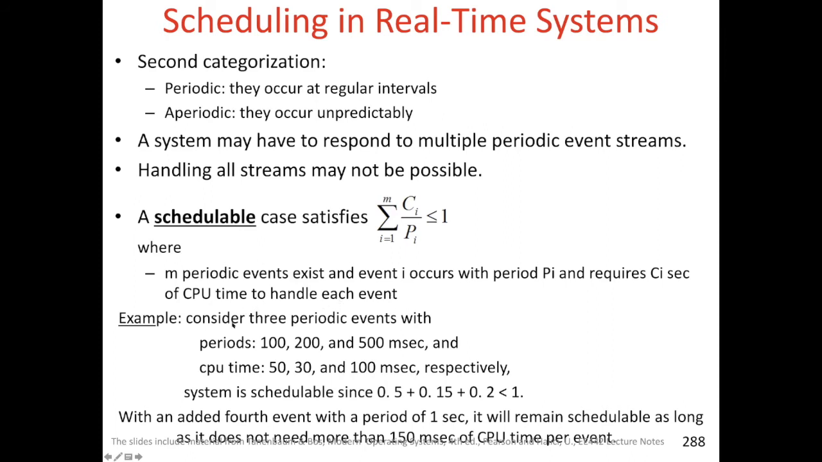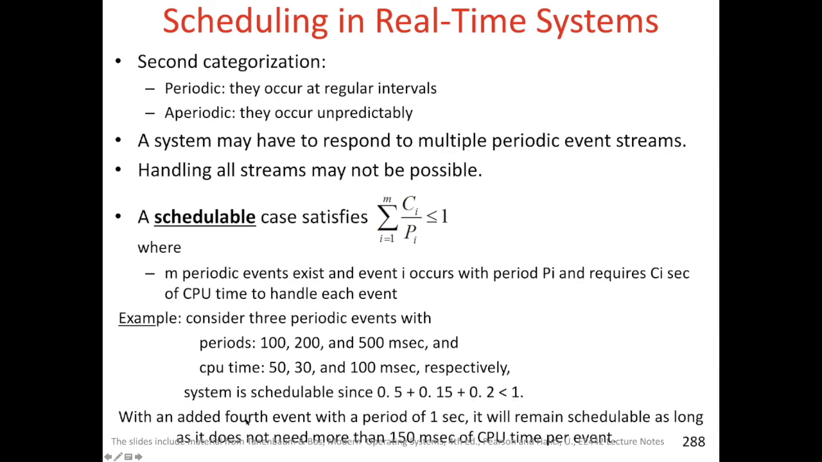For example, consider 3 periodic events with periods 100, 200 and 500 milliseconds. So the first one appears 10 times in 1 second, the second one 5 times, and the third one 2 times in a second. If CPU times assigned are 50, 30 and 100 milliseconds, then the system is schedulable. The first one uses 0.5 second, the second one 0.15 second, and the third one 0.2 second. If we add them up, it is less than 1.